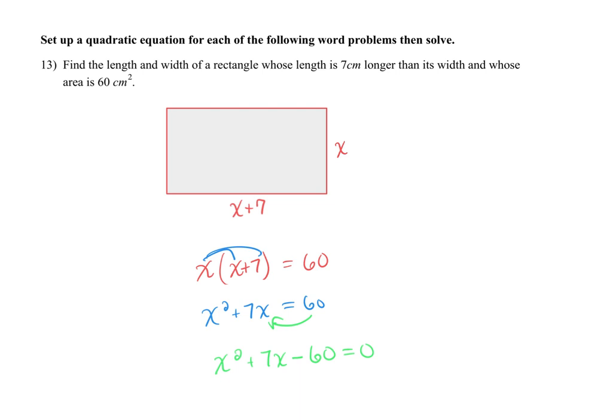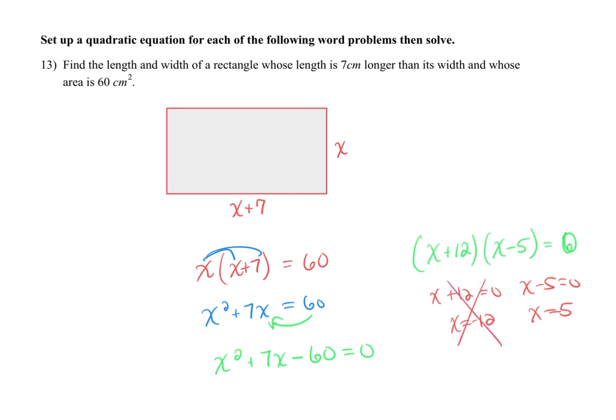So in this case, it's going to be a positive 12 and a negative 5 to give me that positive 7. And so then I set each factor equal to 0. And I solve for what my x is. x can either be negative 12 or x can be 5. We're talking about length. We automatically know it cannot be negative 12. So the only option is that this is going to equal 5, which means this will equal 12.